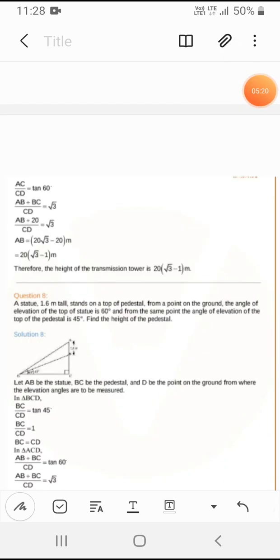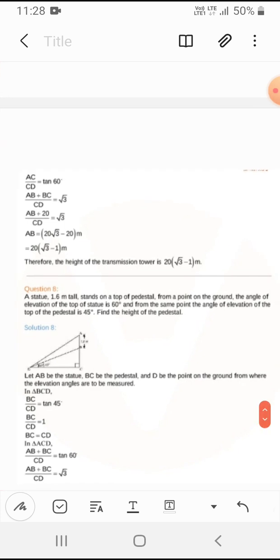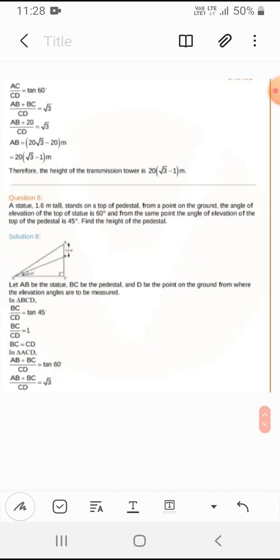And now let's take tan 60 as AC by CD. Let's take AB plus BC by CD is equal to root 3, as you know. So AB plus 20, so 20 root 3 minus 20 meters. So when we do like that, we get 20 root 3 minus 20. So 20 whole square we are doing. So that's why we will get 20 bracket root 3 minus 1 meters. So this is the answer we get.